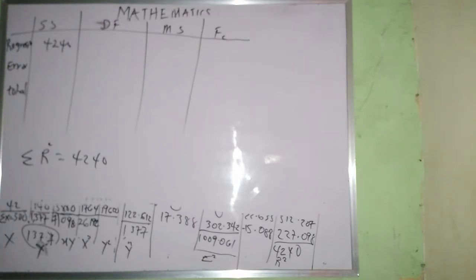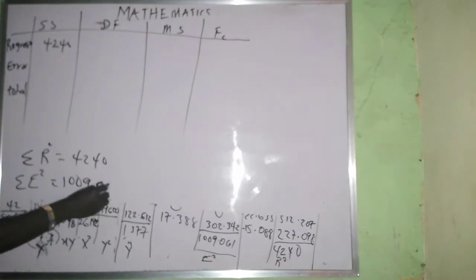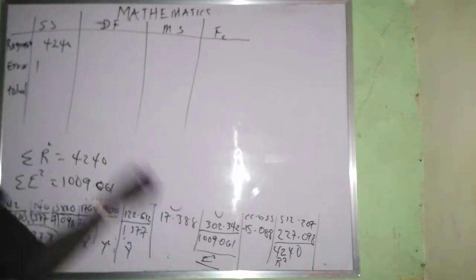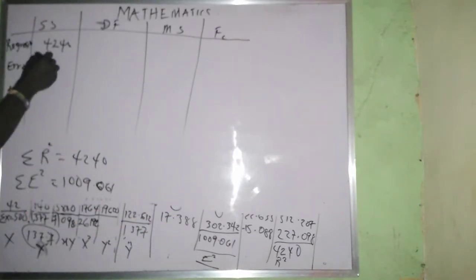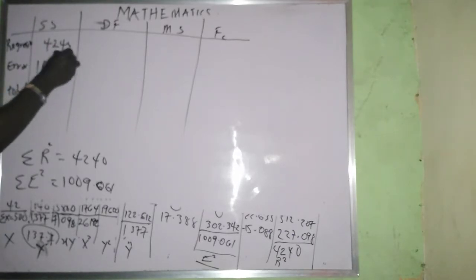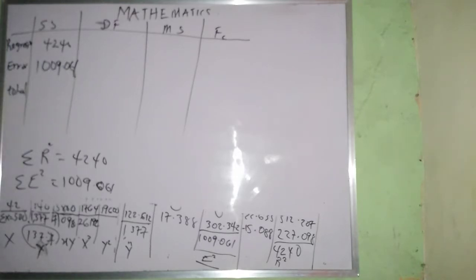My error, which is my E. Now, I'll be having my error as the sum of E squared. Summation of E squared, which is going to be 1009.0061. I'll be having that. Sorry for my board, my board is not very okay. Now, I will sum it up. The total of this particular error amount will be 5249.061. Now, I will move on again.